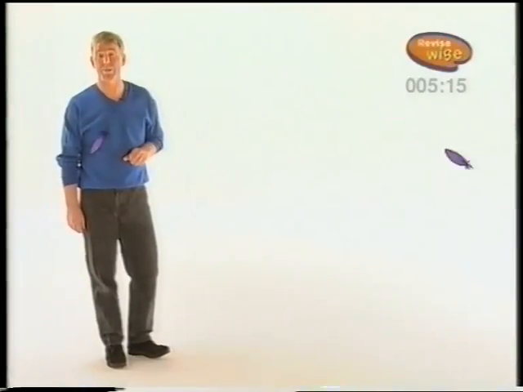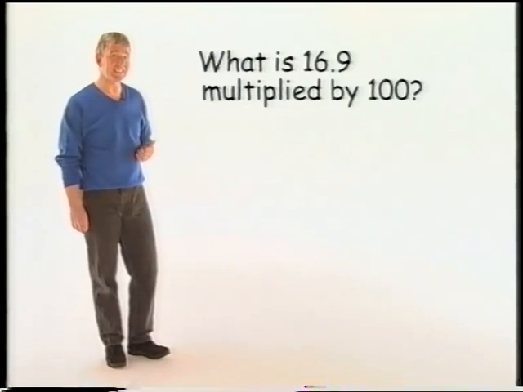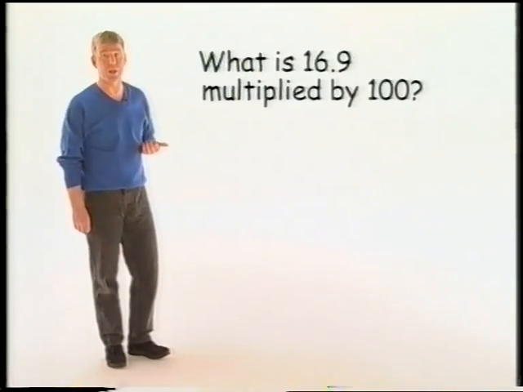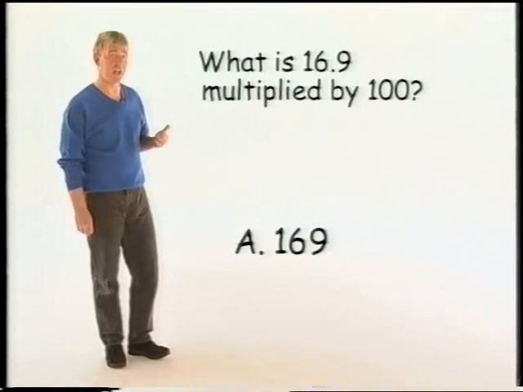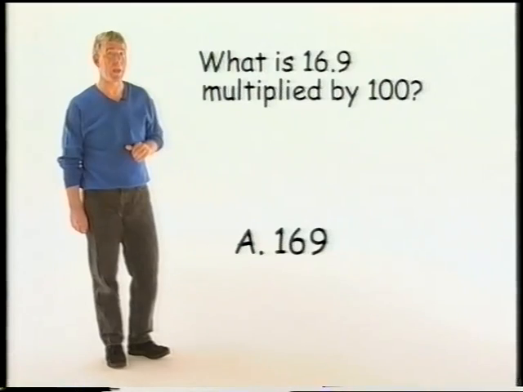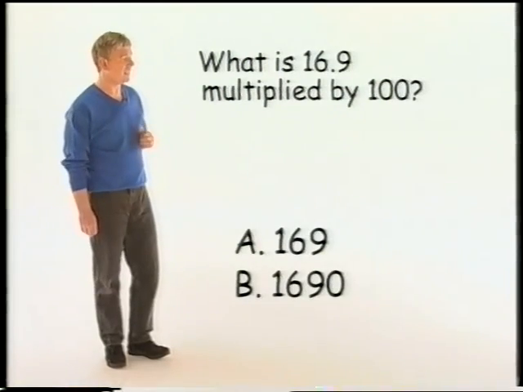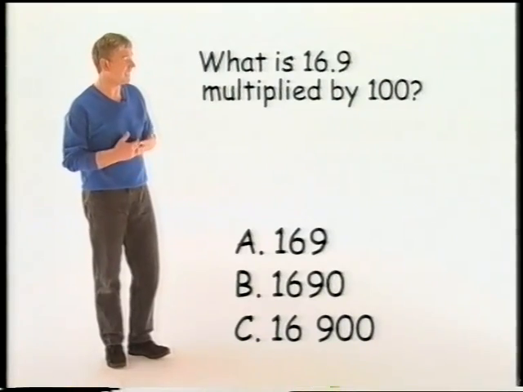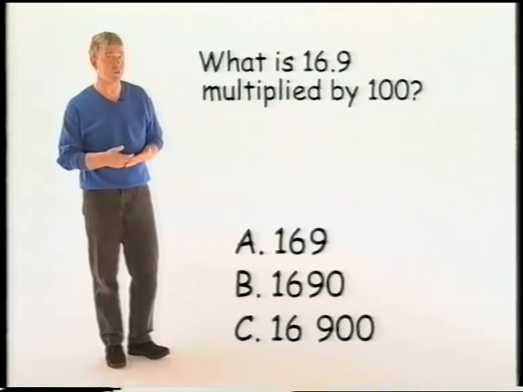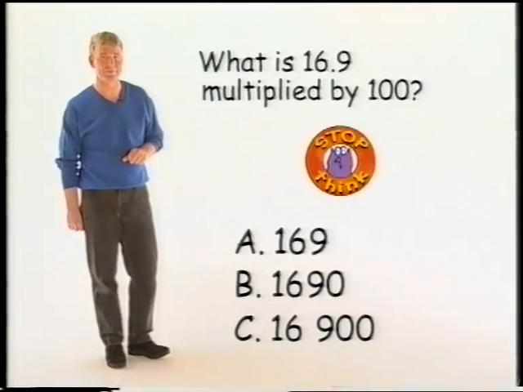This question is about multiplying by 100. What is 16.9 multiplied by 100? Is it A, 169, B, 1,690, or C, 16,900? Have a think.